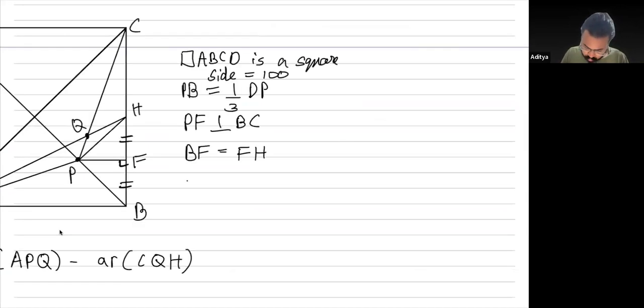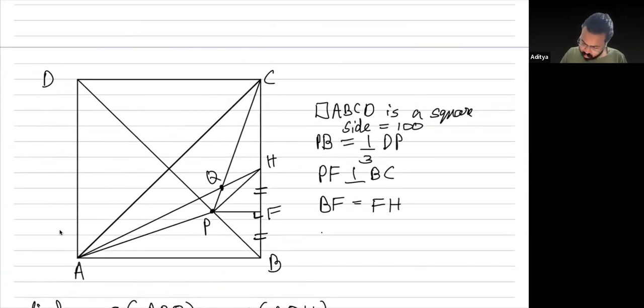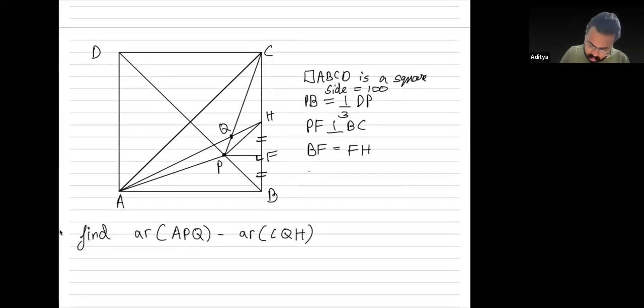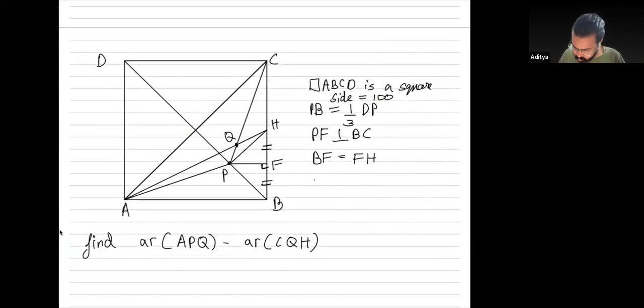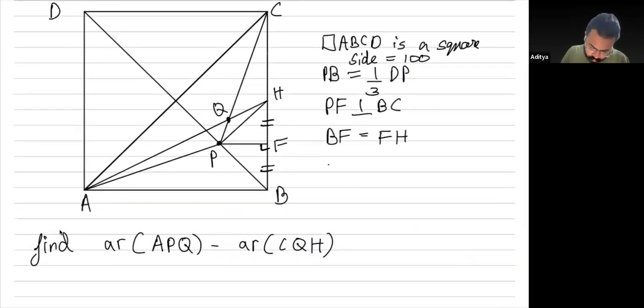Try this next question. Similar logic you have to apply. Don't overthink this question. So ABCD is a square. P is one third the way. I mean, it's not one third the way. It's a quarter of the way across the diagonal DB.